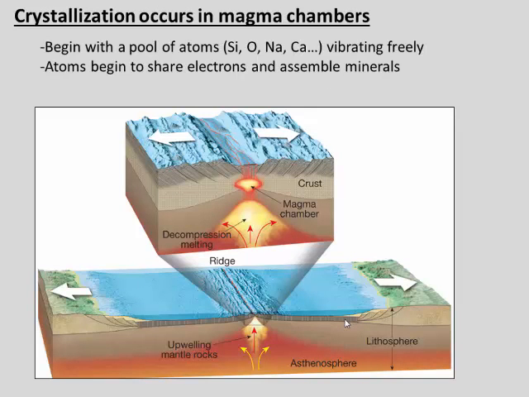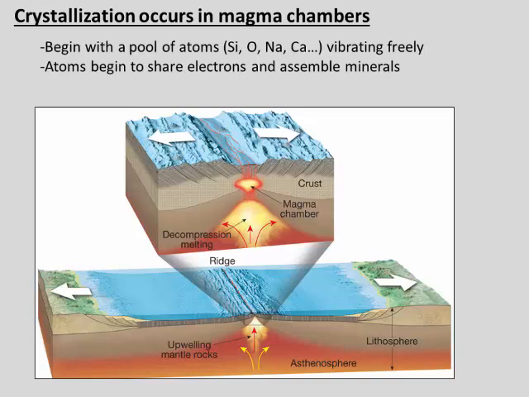So again, let's think about the setting. Fractional crystallization is going to happen in a magma chamber. So you might picture the magma chamber below the mid-ocean ridge that we've already mentioned a couple times. In this magma chamber, it's literally a pool of atoms, silica, oxygen, sodium, calcium, that are vibrating around, and initially they're really too hot to bond. There's too much thermal energy vibrating and preventing bonds from forming.